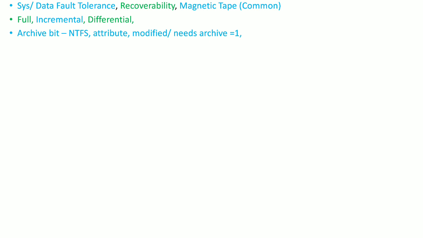Once a file is modified, this archive bit is set to 1. It means that this file has been modified and it needs to be collected or archived by your backup solution. But if the archive bit value is 0, it means that this particular file is not modified since the last backup, so it does not need to be collected by your backup solution.